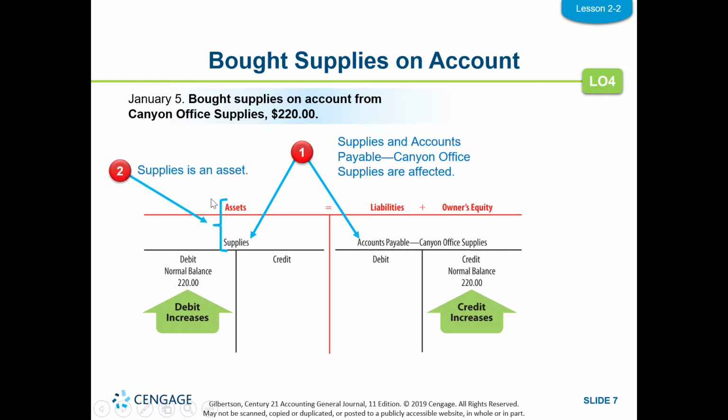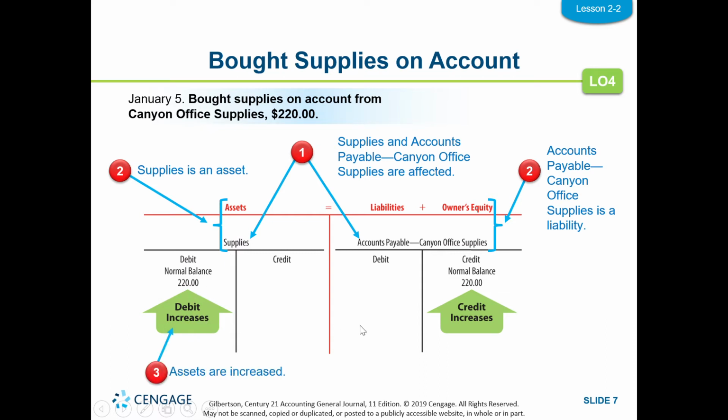Next question, what is the classification? So you see supplies is an asset. The accounts payable, Canyon Office Supplies, is a liability. We owe them money. Next question, how are we changing these? Well, I bought supplies, so my supplies are going to increase. My asset supplies increases. I now owe Canyon Office Supplies more money, so that increases the amount that I owe them. So the liability is increased.